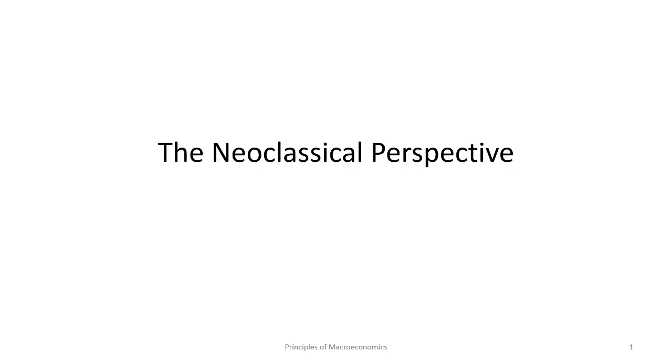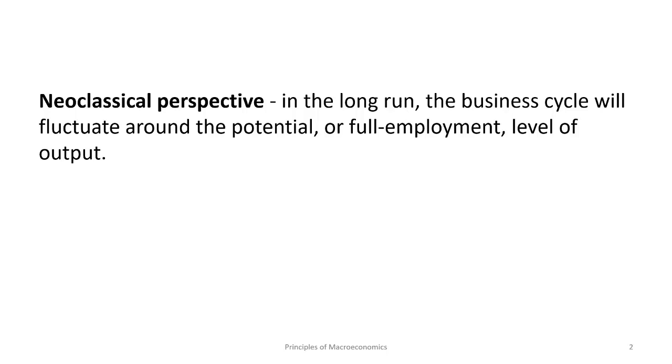In this lecture, we will talk about the neoclassical perspective on aggregate demand and aggregate supply. According to neoclassicals, in the long run, the business cycle will fluctuate around the potential or full employment level of output. Neoclassicals always believe that whatever happens in the short run, in the long run we will always end up in the long run equilibrium, which is the point where three curves, short run aggregate supply, long run aggregate supply, and aggregate demand, intersect.